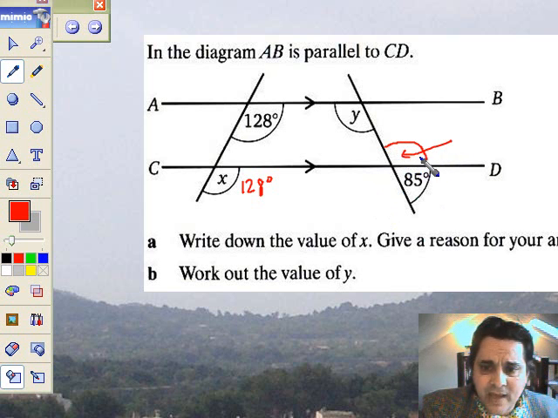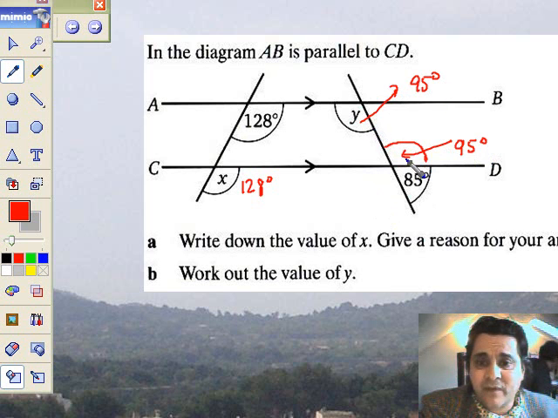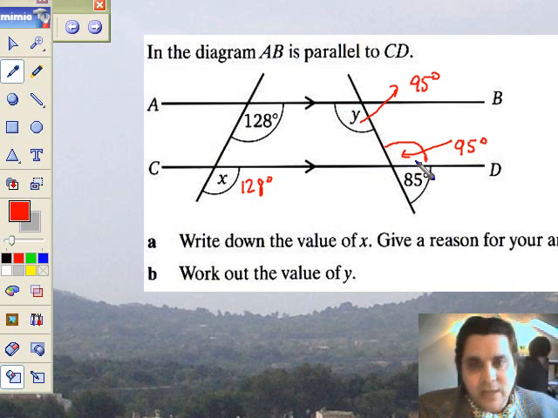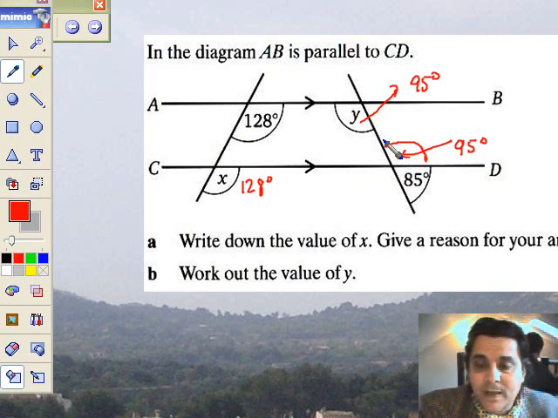I know that 85 would give me a leftover of 95 degrees because of angles on a straight line. If that's 95, then Y is also 95 degrees because I've proven that this 95 and that Y are alternate angles, and so therefore Y and the 95 shown are the same. That's that one done, and that's my reasoning behind that.